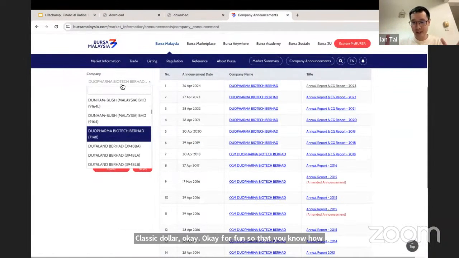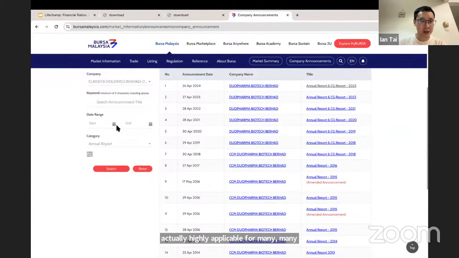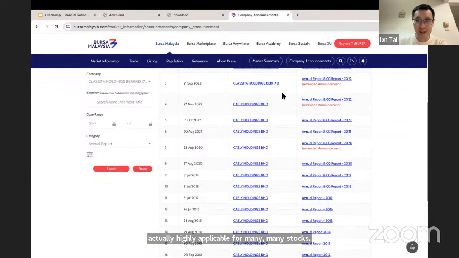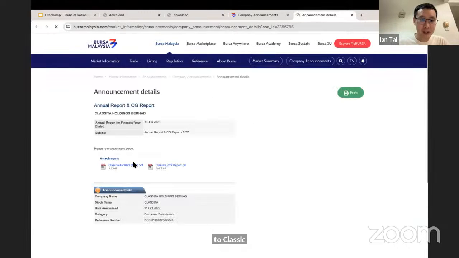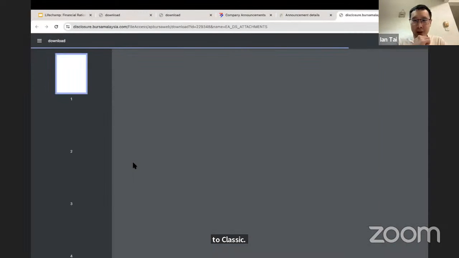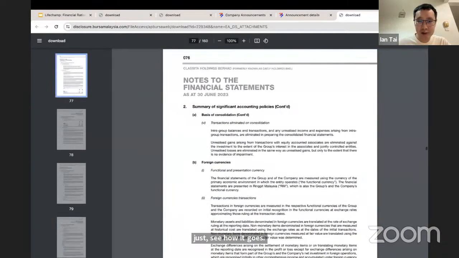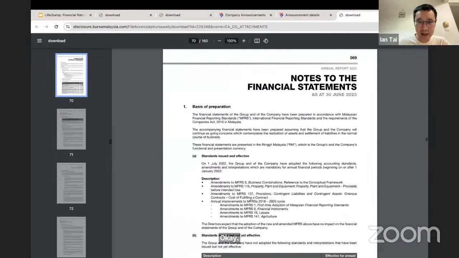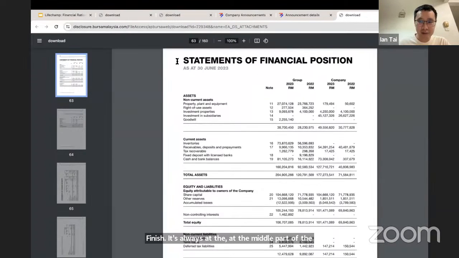You can see that all these things are highly applicable for many stocks. Okay, so we are at Clasita. I've never come across this company, but anyway, let's see. Oh, so it has changed name from Kaylee Holdings to Clasita. Let's open the annual report and see how it goes. Financial statement is always at the middle part of the annual report. Okay, so this is the statement of financial position.